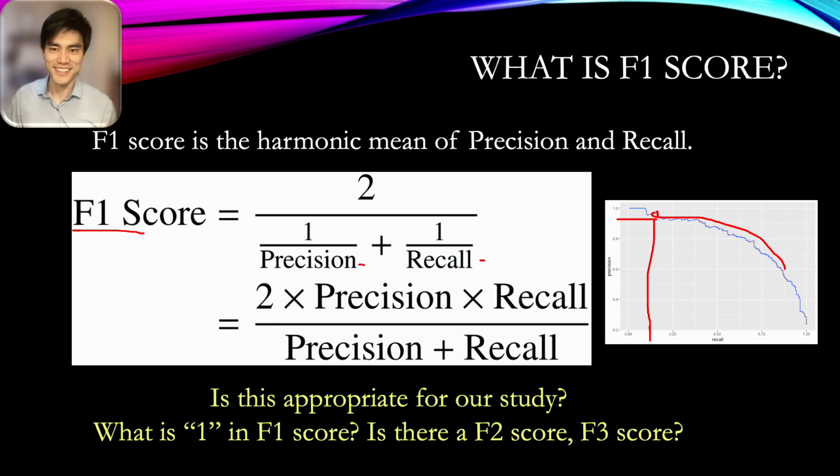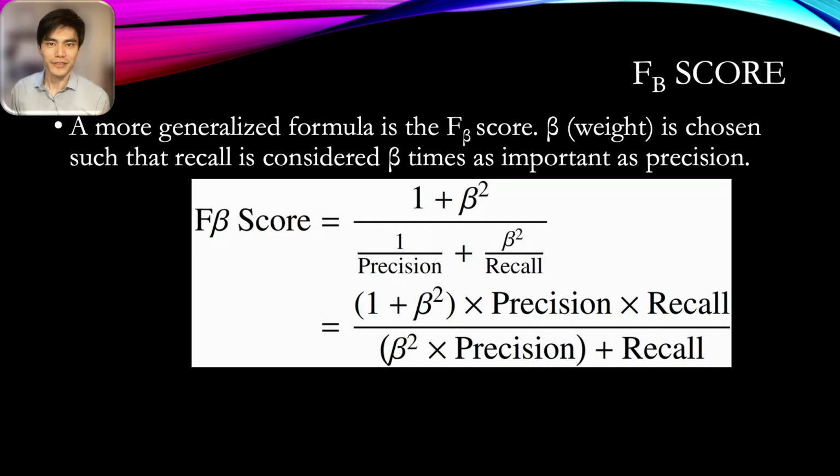But now you have to always ask yourself, is this again the right way for us to do this? First of all, what is 1 in F1 score? Is there such a thing as F2 score or F3 score? Well, there is. It's actually called the F beta score, with beta as a weight. Beta is chosen such that recall is considered beta times as important as precision.